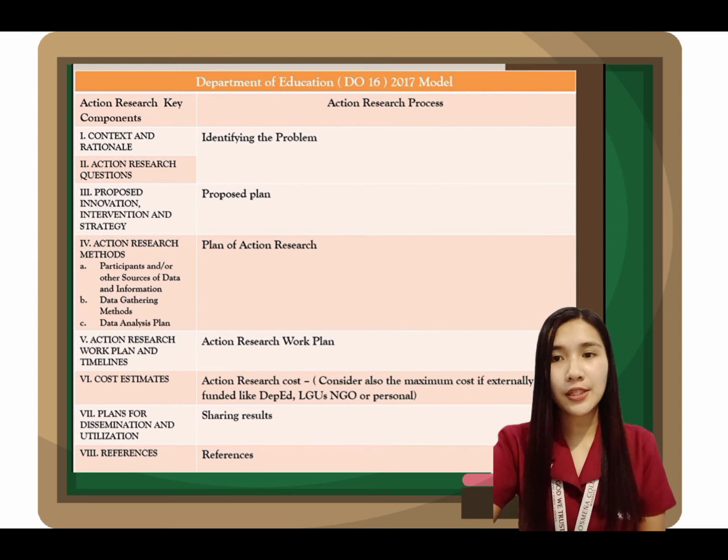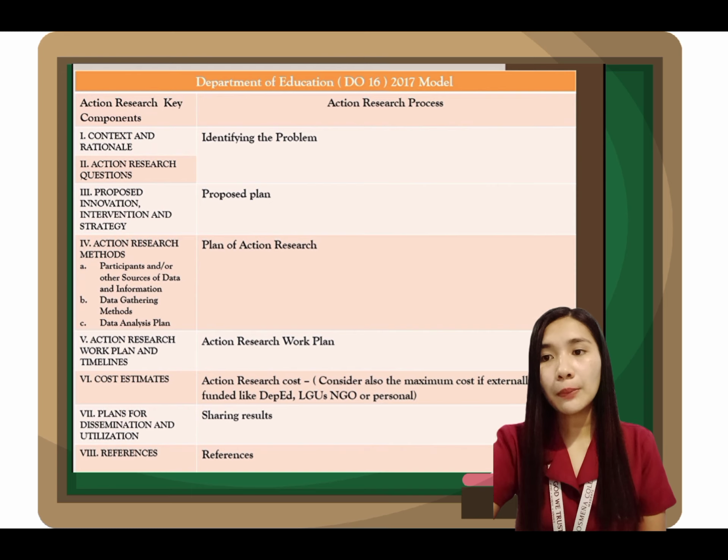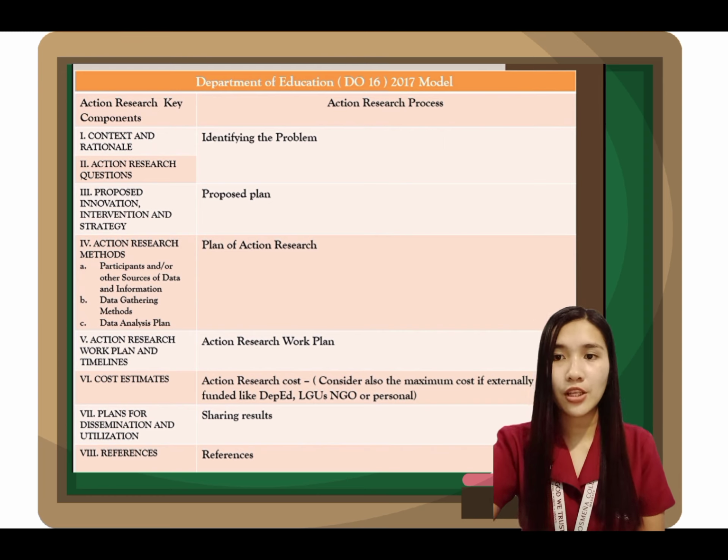The third one is the proposed innovation, intervention, and strategy. So it is all about the proposed plan. It answers the following questions such as, what do I plan as a solution to the problem I identified? Second, what innovation will I introduce to solve the problem? And third, what strategy should I introduce? So take note, in the proposed innovation, intervention, and strategy, you have to describe your answer to the questions given.